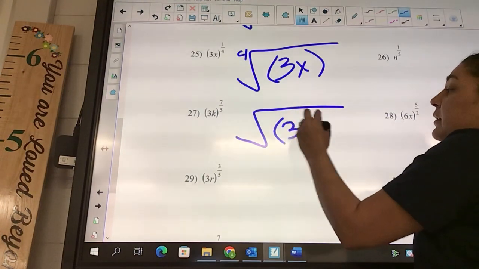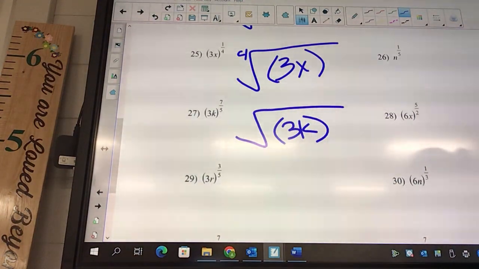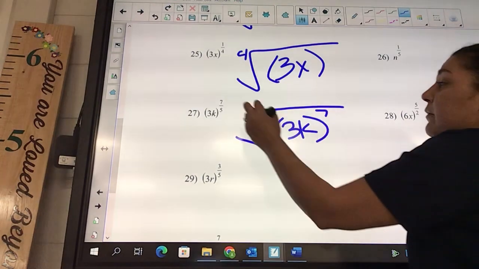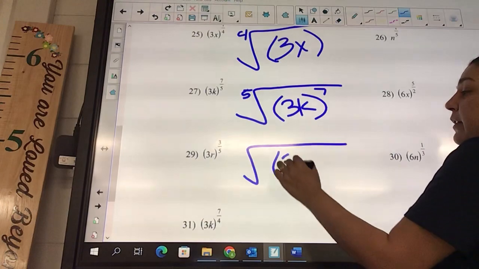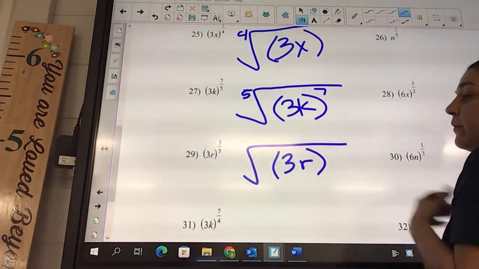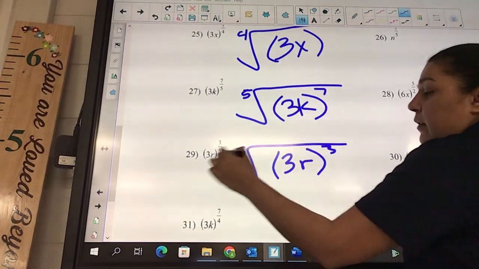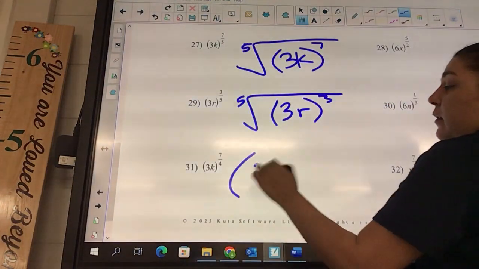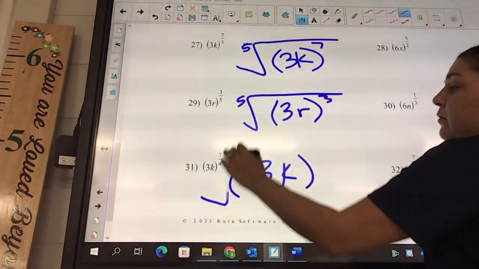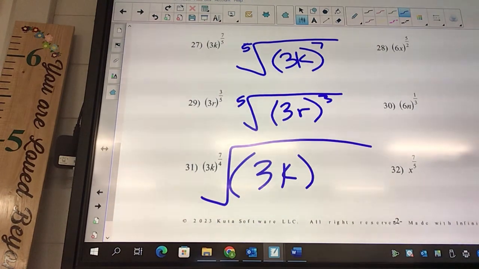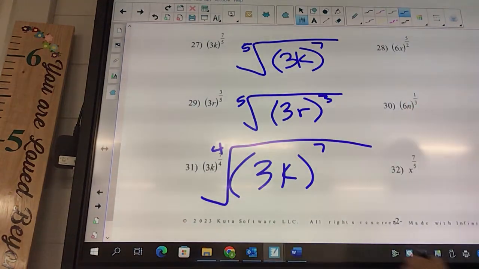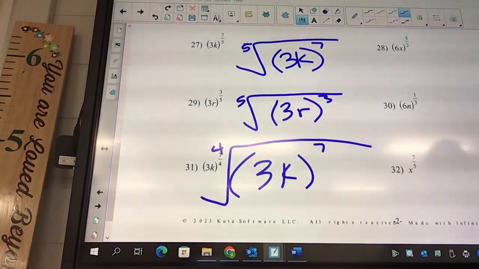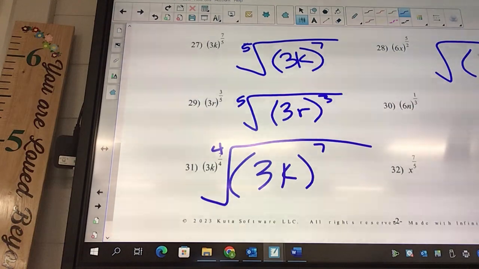27, I'm gonna have parentheses, 3K. What's going on the inside? 7 outside, 5. 29, I got 3R. What's going on the inside? Outside. Shoot, I forgot my radical. 31, what's going on the inside? Outside. Okay, and then we're gonna look at 28. What's going on the inside? Outside.